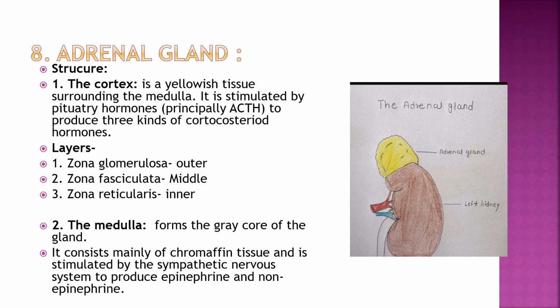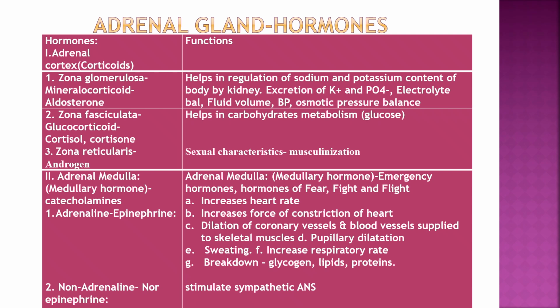The medulla is a grey core of the gland. It consists mainly of chromaffin tissue, and is stimulated by the sympathetic nervous system to produce hormones like epinephrine and norepinephrine, that is adrenaline and noradrenaline. Now the adrenal gland hormones: the outer cortex has three layers. The outermost layer, zona glomerulosa, secretes mineralocorticoids, that is aldosterone, and it helps in regulation of minerals like sodium and potassium by the kidney, excretion of potassium and phosphate, electrolyte balance, fluid balance, blood pressure control, and osmotic pressure control.